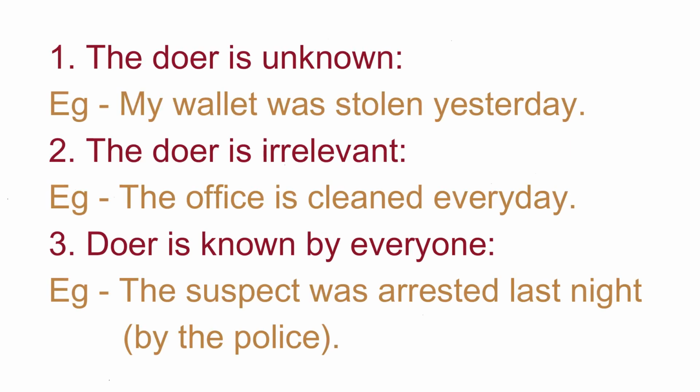1. The doer is unknown. Example: My wallet was stolen yesterday. 2. The doer is irrelevant. Example: The office is cleaned every day. 3. The doer is known by everyone. Example: The suspect was arrested last night by the police.